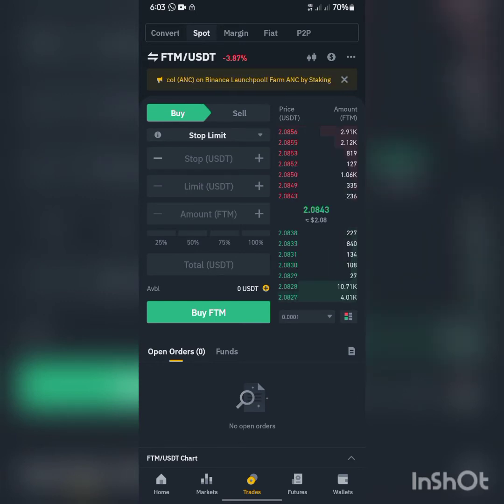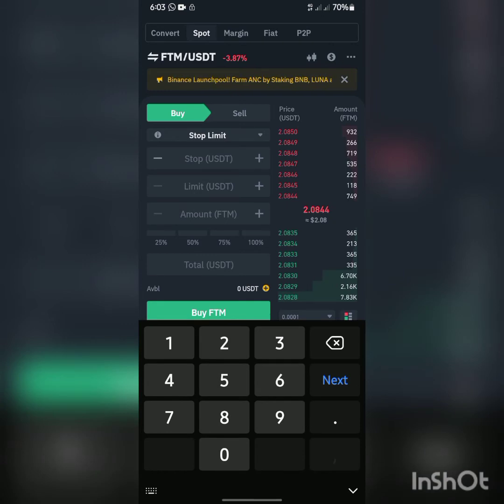Now let's assume we want to buy FTM, and as you can see here, we want to buy at, let's say 2.02. Alright, or 2.00, let's say 2.00. That's where you want to buy. Now your limit should be slightly higher than the stop.